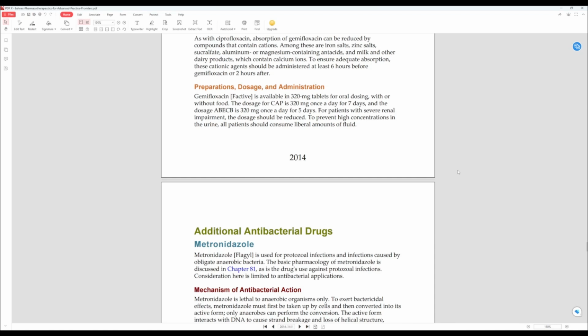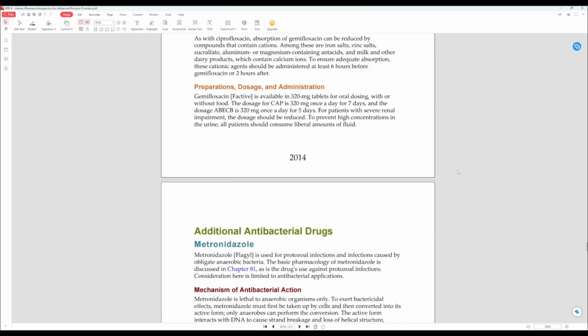So, its preparation, dosage, and administration. Again, gemifloxacin is available in 320 milligram tablets for oral dosing, with or without food, excluding again those cationic agents. The dosage for CAP again is 320 milligrams once a day for 7 days, and the dosage for acute bronchitis exacerbation is 320 milligrams once a day for 5 days.